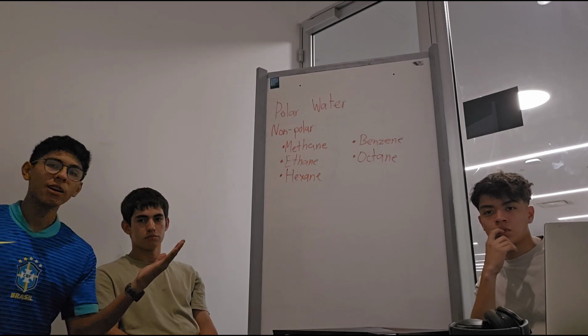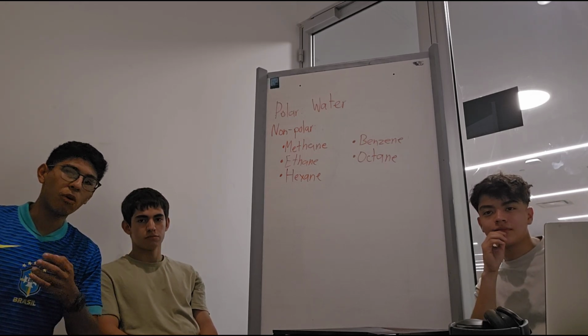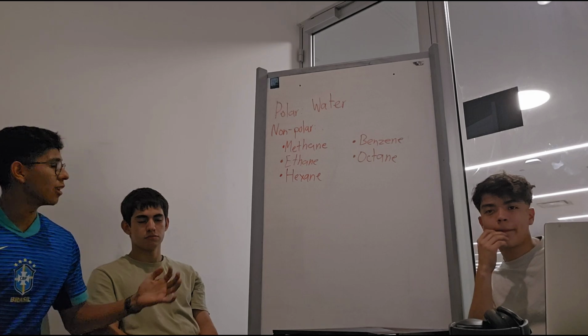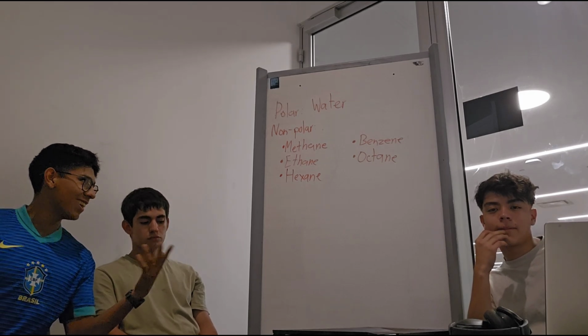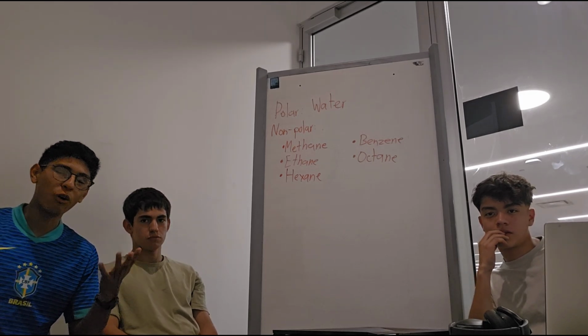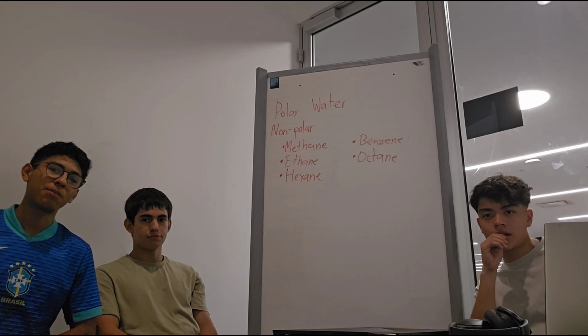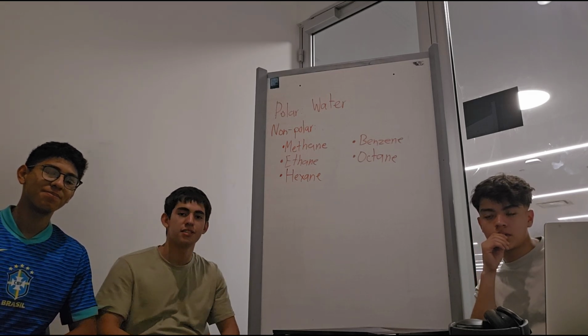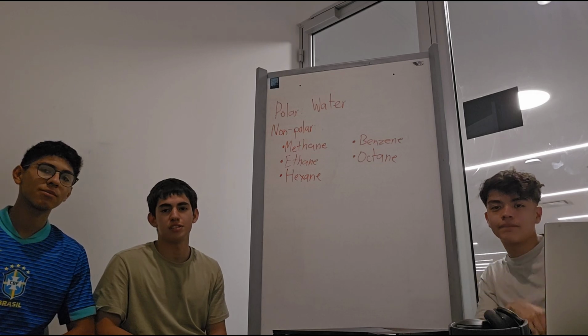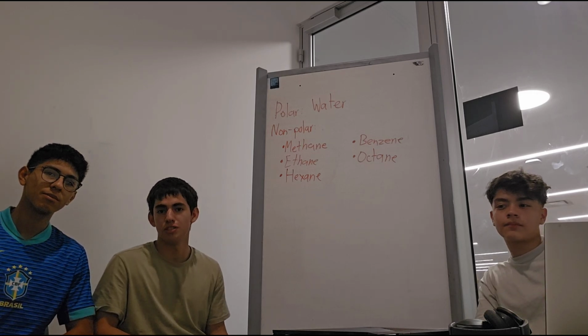Now we have here all our compounds. We have water, that is a covalent polar molecule, and also we have methane, ethene, hexane, benzene, and octane, covalent as well, but non-polar. Knowing this, we can know the interactions that arise between them.